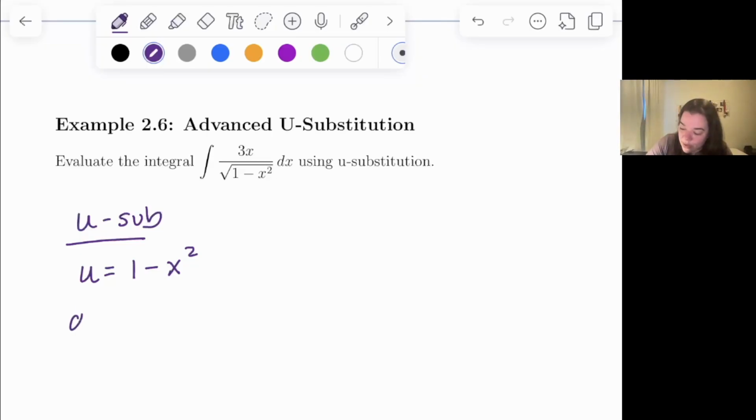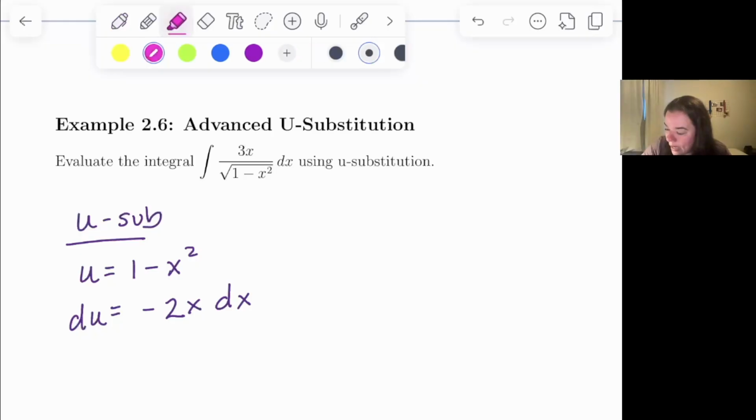Because when you take the derivative, what happens to that 1? The derivative of 1 is 0. So it doesn't end up bothering us in terms of du. So be a little bit greedy with u, take the constant. Now when we go to calculate du, it's negative 2x dx.